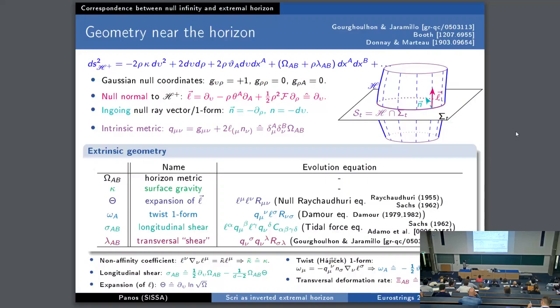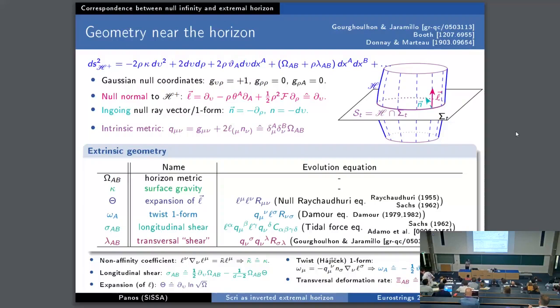Each of these objects satisfies an evolution equation. For example, the twist one-form satisfies the Damour equation, and the transversal shear satisfies what is called the transversal deformation rate evolution equation. Not very creative, really. Now, the time dependence of the horizon metric is encoded in the expansion and the shear of the null normal of the horizon.